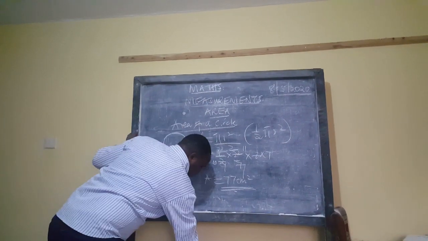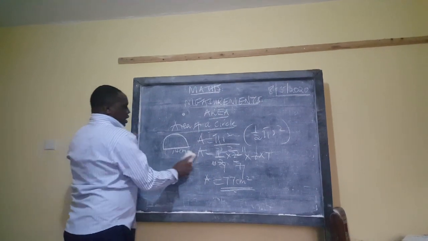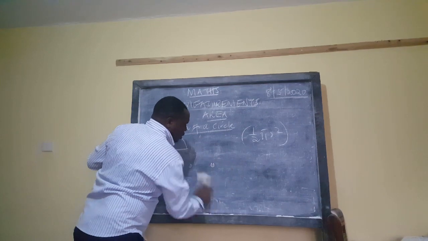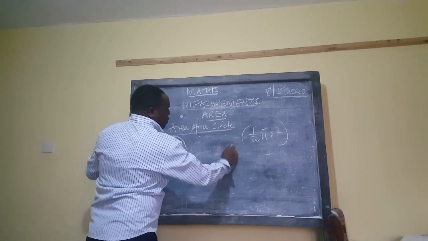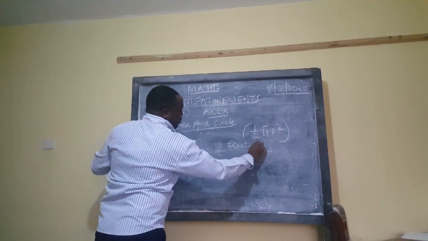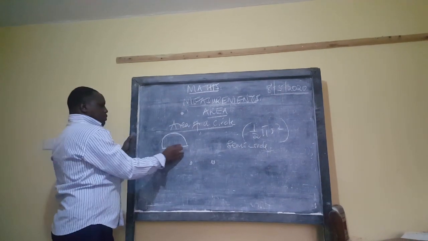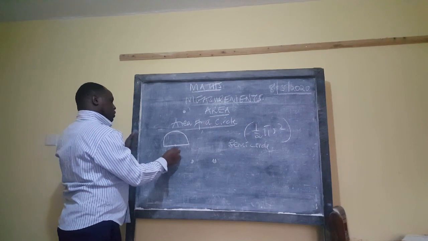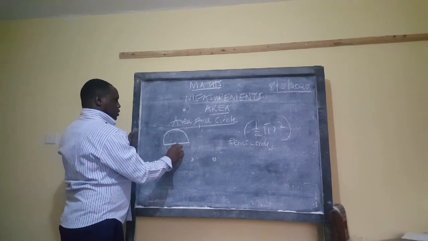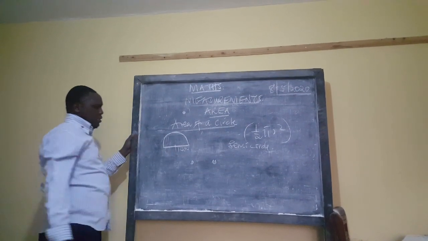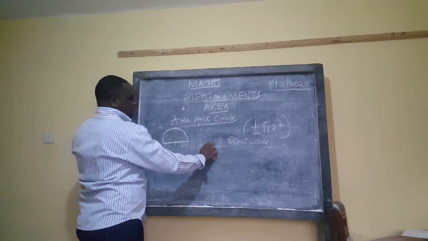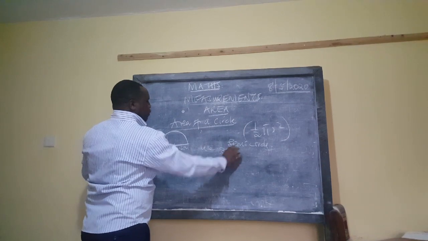From there, you can also be given another semicircle. Call it a semicircle or a half circle. So another semicircle whose radius is 14 centimeters. In this case, our radius is 14 centimeters, and you are told to use pi to be 3.14.